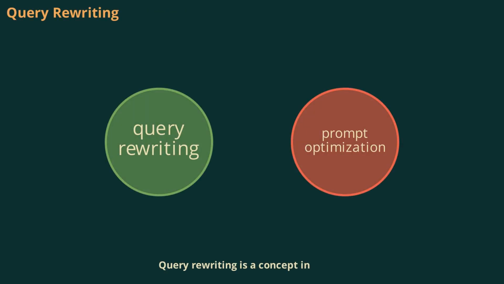Query rewriting is a concept in RAG fundamentals where user queries are expanded, rephrased, or broken down by a lightweight LLM step. This process optimizes the query for vector similarity matching, ensuring that ambiguous or poorly phrased queries are transformed into descriptive prompts. Query rewriting improves retrieval accuracy and user experience.